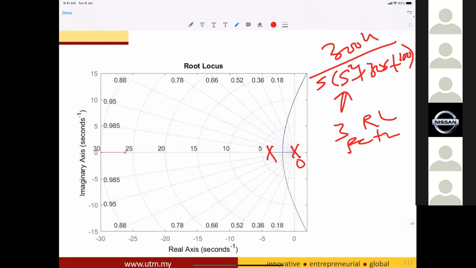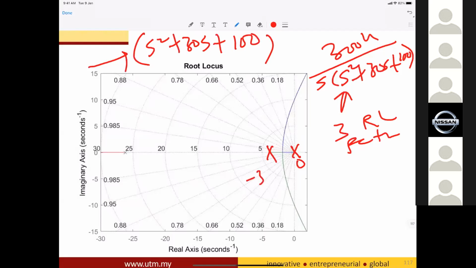Can somebody help me find the roots of this, S squared plus 30S plus 100? The roots for this? Negative 3.82 and negative 26.18. Okay, so those are the open loop poles.